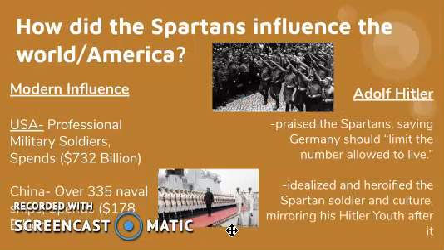How did Spartans influence the world and America? Modern influence: you see professional military soldiers. The U.S. spends about $732 billion a year. China has over 335 naval ships and spends about $178 billion. Adolf Hitler praised the Spartans, saying Germany should limit the number allowed to live. He idolized and heroified the Spartan soldier and culture, mirroring his Hitler Youth after it.